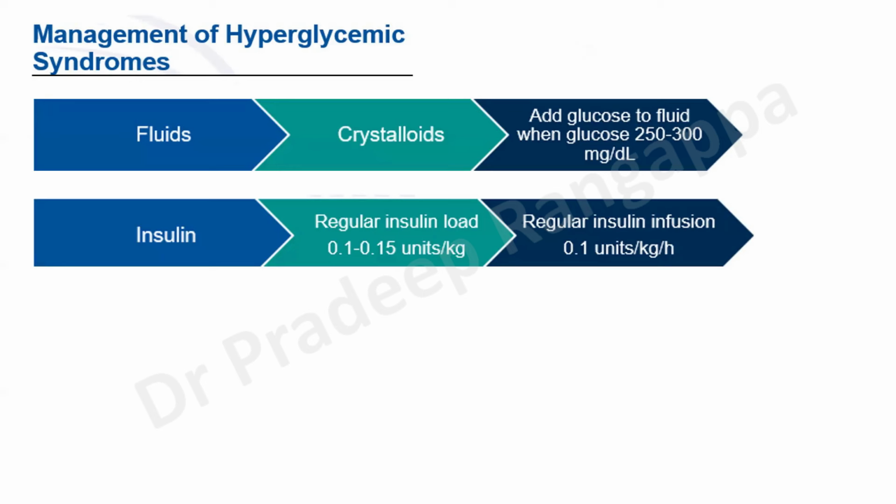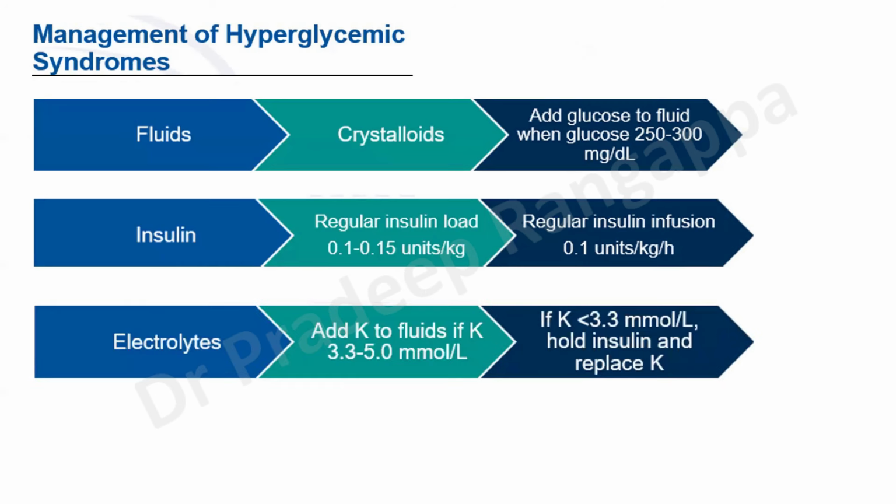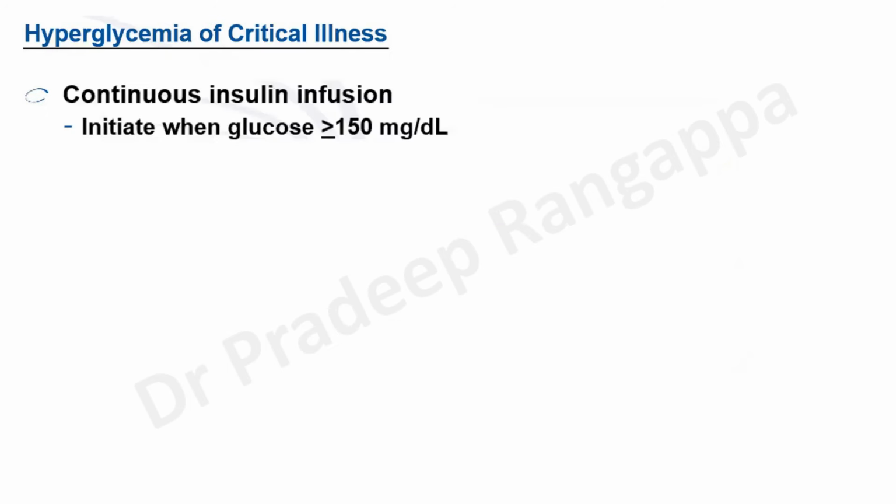So the three main things are: give fluids, give insulin, and when you are giving insulin, potassium comes down, so you have to replenish the electrolytes. The third component is to replace potassium and maintain it between 3.5 and 5. If potassium comes down to less than 3.3 in the context of giving increased insulin, you may have to hold insulin for some time and correct potassium. When you are correcting potassium, please bear in mind in DKA, you have to correct magnesium and phosphorus also. Even phosphorus comes down. All these have to be checked every fourth hour and corrected.